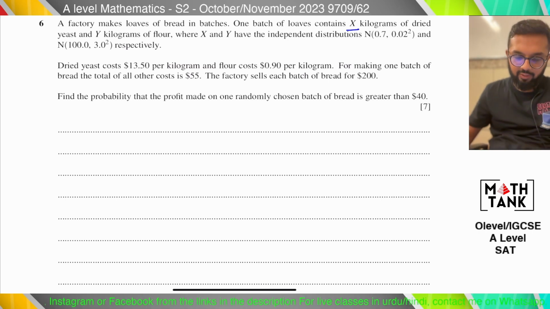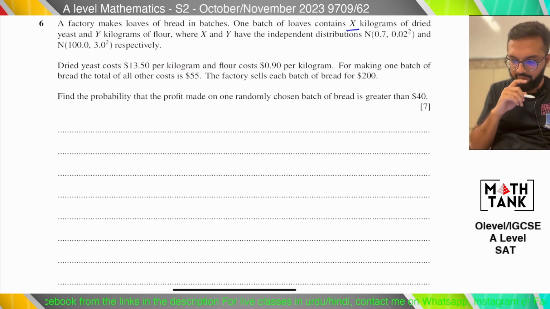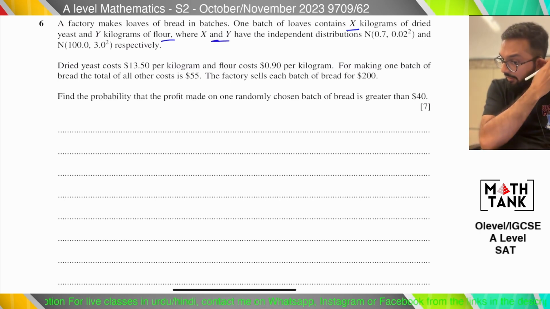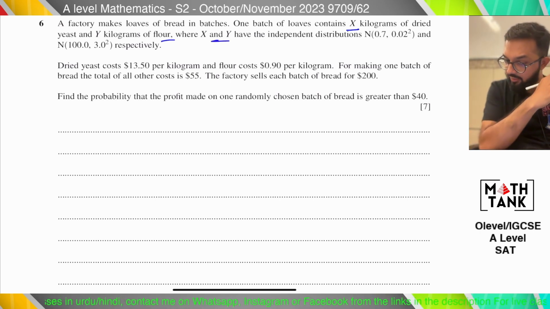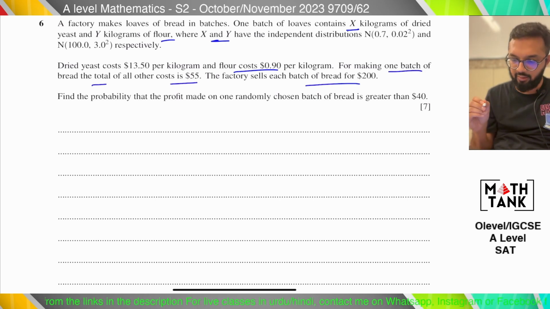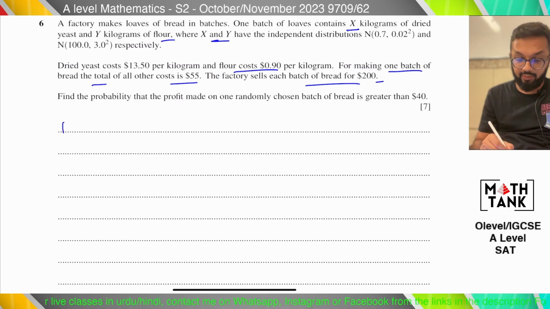A factory makes loaves of bread in batches. One batch of loaf contains X kilograms of dried yeast and Y kilograms of flour, where X and Y are independent normal distributions. Dried yeast costs this and this, and flour costs that. For making one batch of bread, the total of all other costs is 55. The factory sells each batch of bread for $200. Find the probability that a profit on one randomly chosen bread is greater than 40.